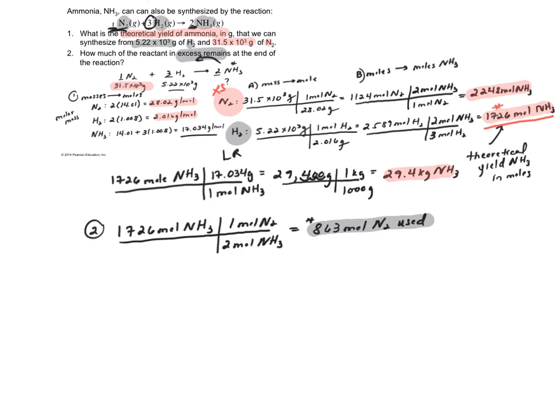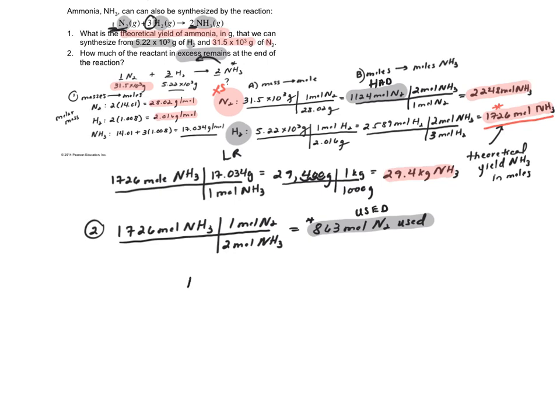And so to answer that, we'd go back up here. This was how much nitrogen was originally put into that flask, right? So this is how much we had initially. This is how much we had. This is how much we used. The stuff that's going to be left over is the difference between the two, right?